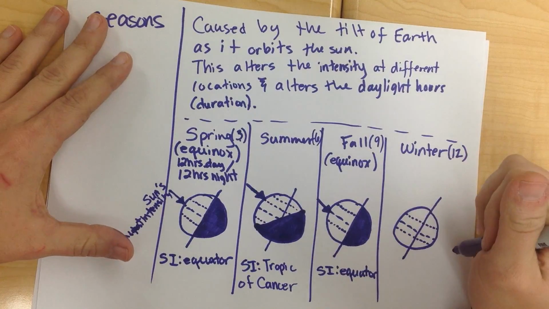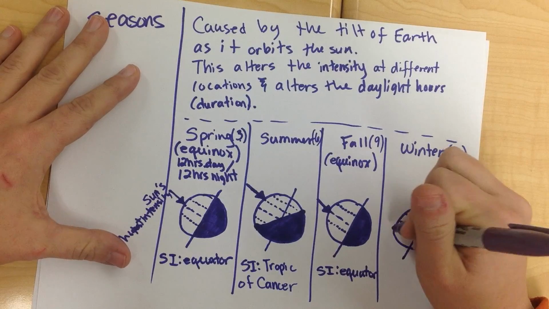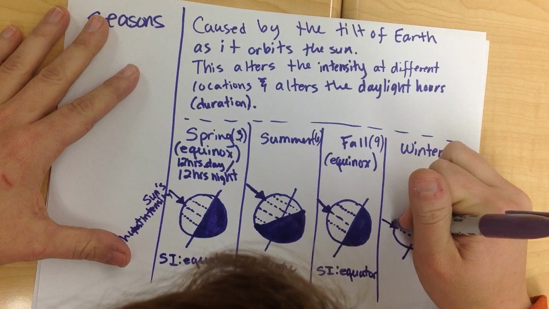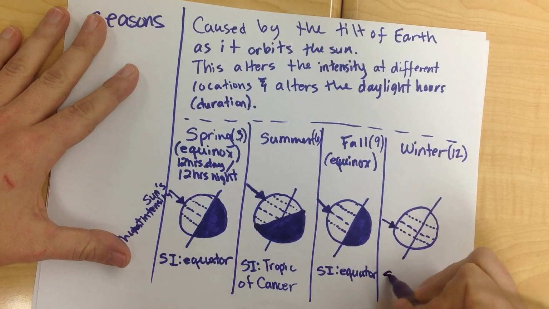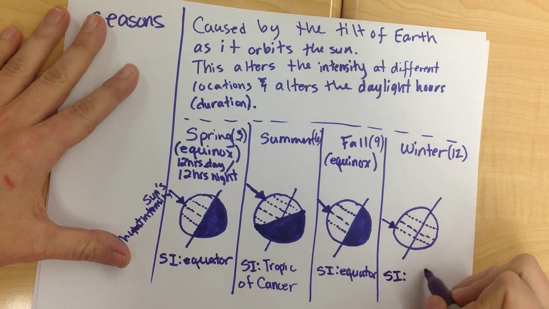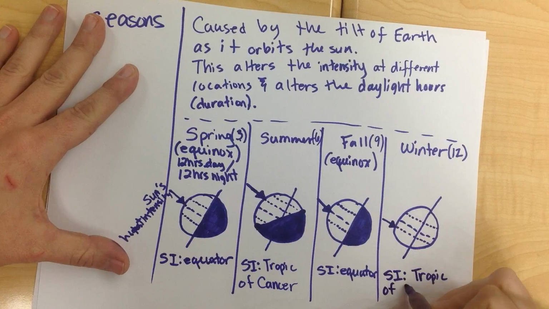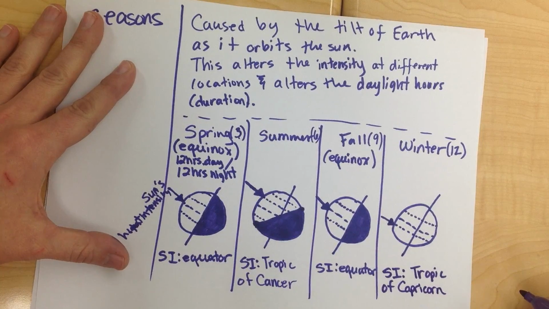So here, we're going to skip over to winter. Wintertime, most intense radiation is not going to be up here. It's not going to be at the equator. It's going to be shining down here, the most intense radiation, a right angle, 90-degree angle, solar intensity at the Tropic of Capricorn. Sometimes I accidentally say Cancercorn, but it's Capricorn.